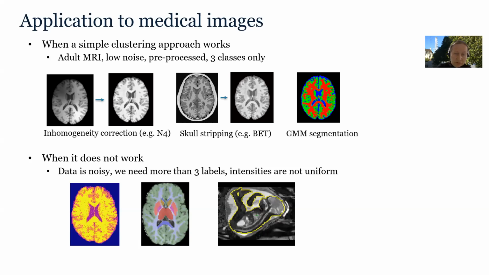But it does not always work. For example, when the data is noisy, the noise will appear in segmentation as well. Or if we need more than 3 labels, if we want to further parcellate the brain, then we will not be able to do it with a simple clustering approach. Or if we choose to segment an object, such as whole fetal body in fetal MRI, the intensities are not uniform. And in this case, this is really difficult to model.